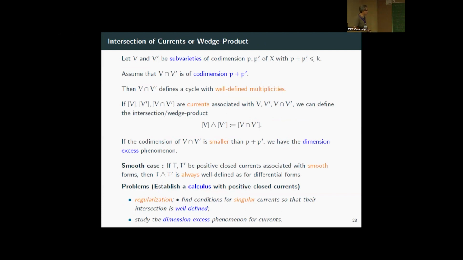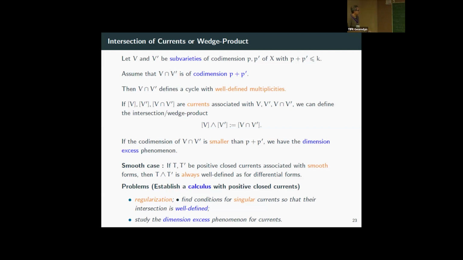So what we expect to have in this setting? Let's take an example of subvarieties. Let's say V and V prime are subvarieties of codimension p and p prime. We assume that the sum of p and p prime is smaller or equal to k, otherwise, generically, you don't have intersection. But assume that the dimensions are big enough so that you can expect some intersection.